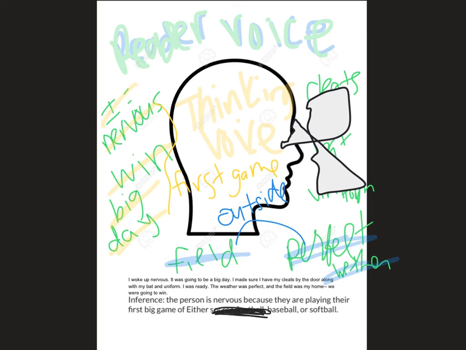So, my inference is now changing because I just reviewed the details, because this is a bat. So, the person is nervous because they're either playing their first big game of baseball or softball, because you need a bat for those sports.